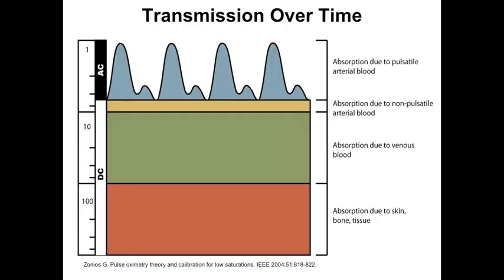This figure illustrates the AC and DC absorption components and their respective subcomponents. The AC component is enlarged to show details of the dynamic waveform, also known as the plethysmographic waveform. Note that the significant majority of light is absorbed by skin, bone, and tissue, followed by venous blood and non-pulsatile arterial blood.